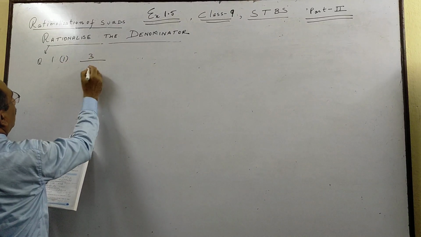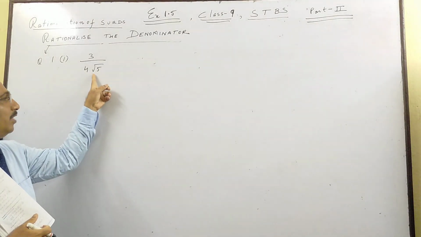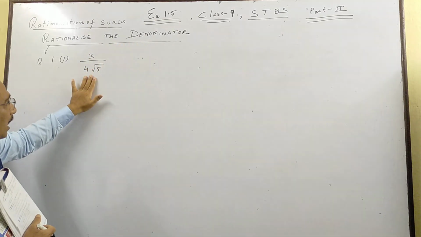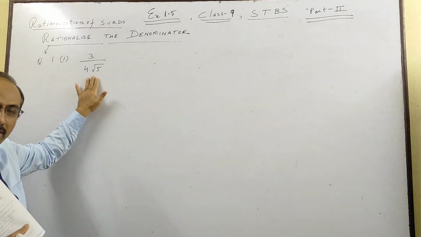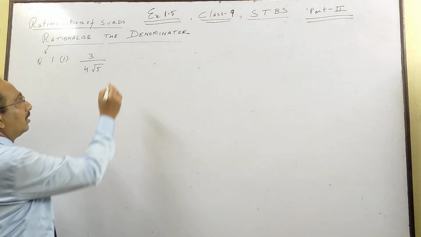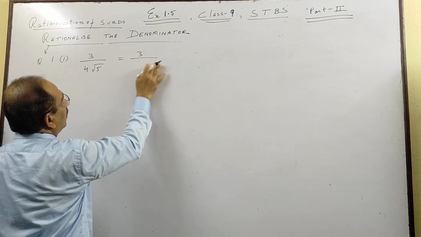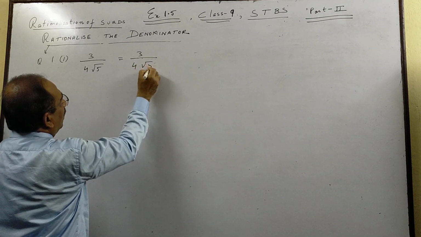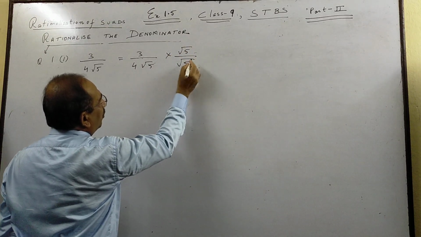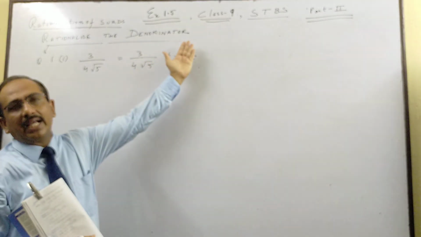Question is 3 upon 4 root 5. So we have an irrational number, root 5, in the denominator. To rationalize the denominator means we have to remove the irrational number from the denominator. Maybe our answer may have an irrational number in the numerator, but we want to get rid of the root in the denominator. So what we do for this question is multiply and divide both by root 5, because if you multiply or divide a number with the same thing, it becomes the same. This will cancel, if you see.